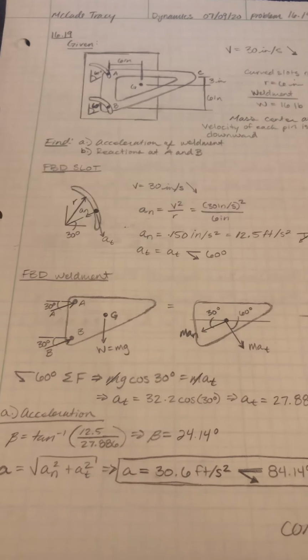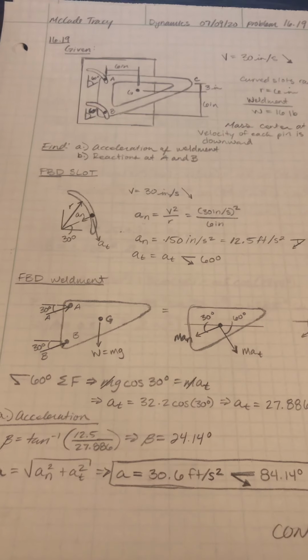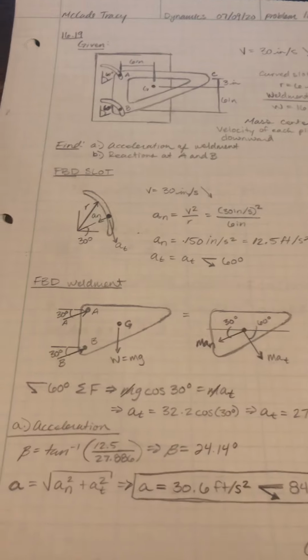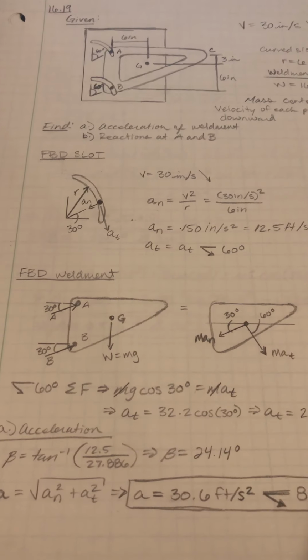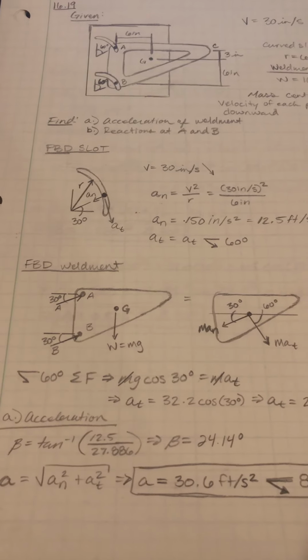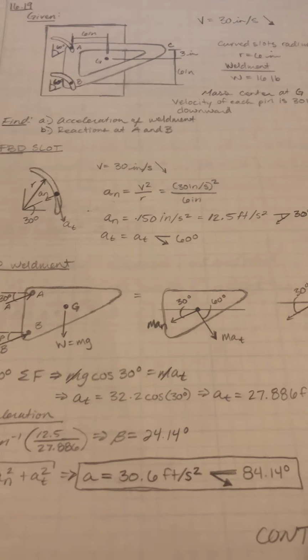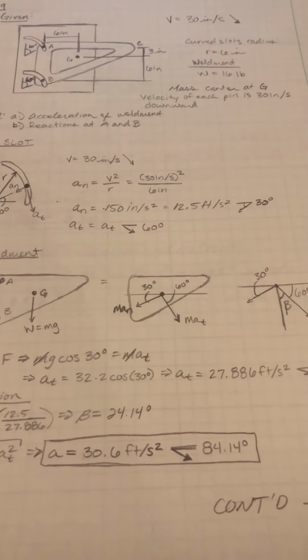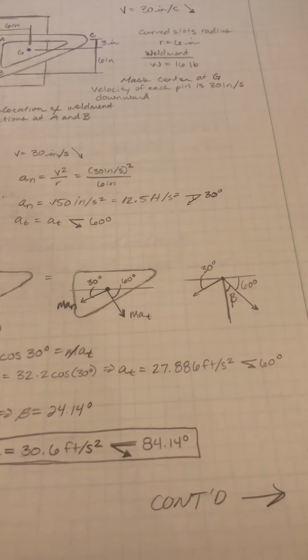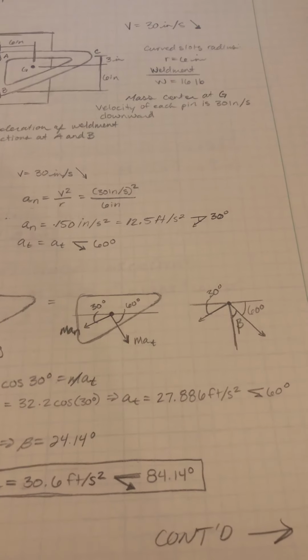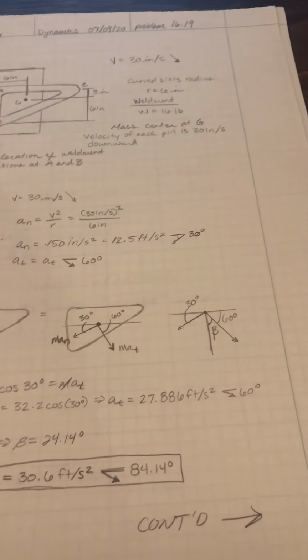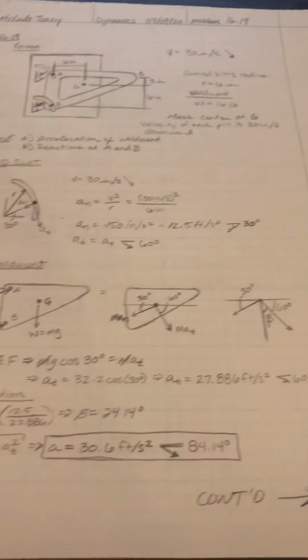So we take the sum of the forces, as we have a weight, mg times cosine of 30, is equal to mass times acceleration in the tangential. And we find that the acceleration in the tangential is 27.886 feet per second squared at 60 degrees in quadrant 4.